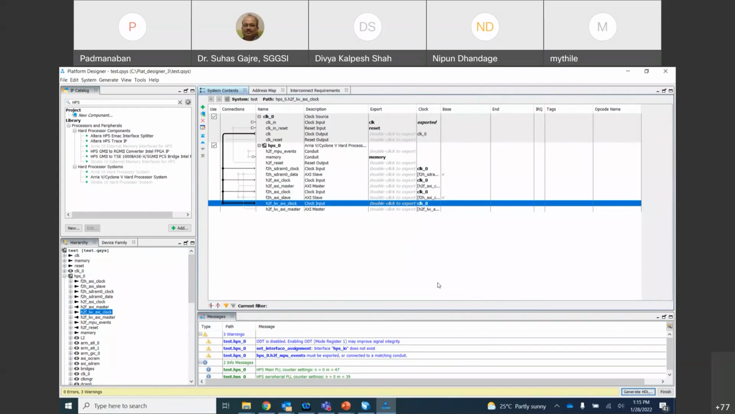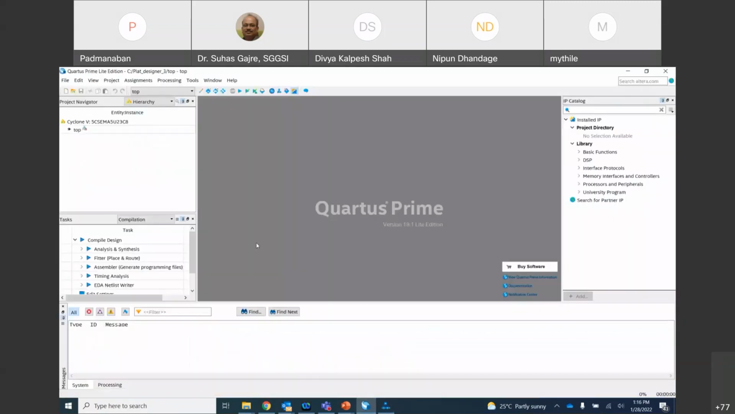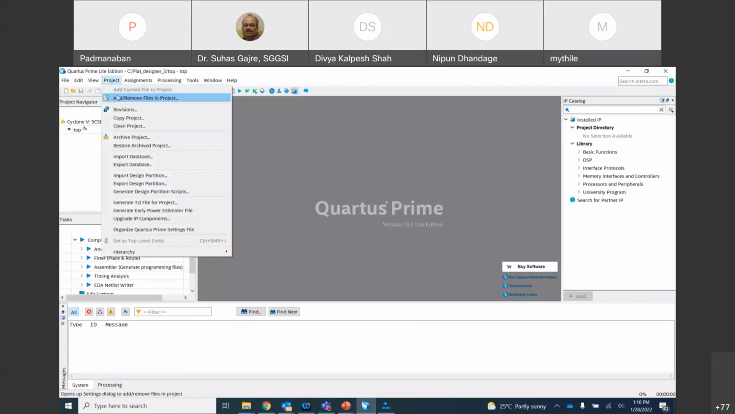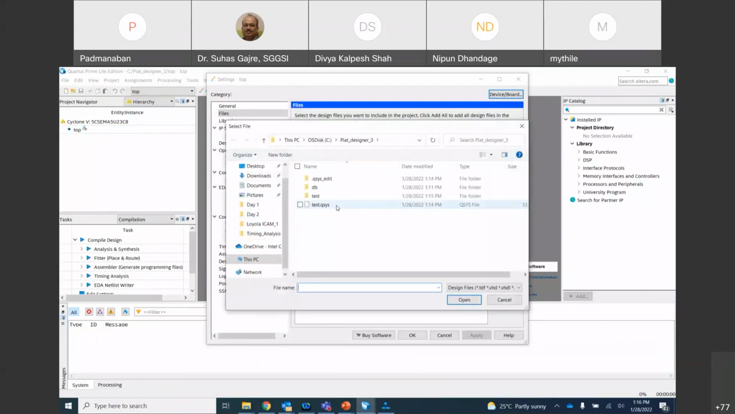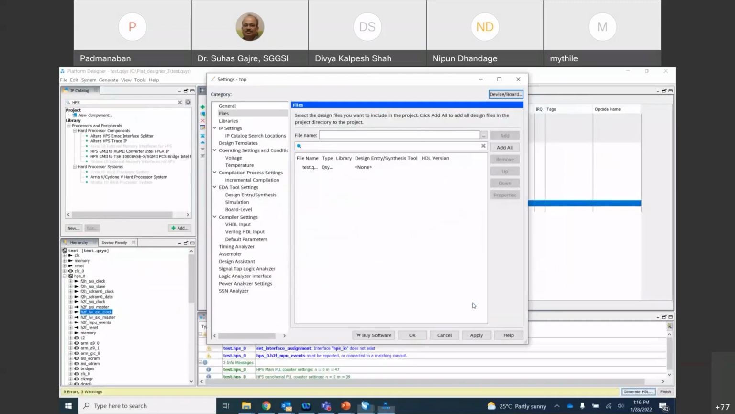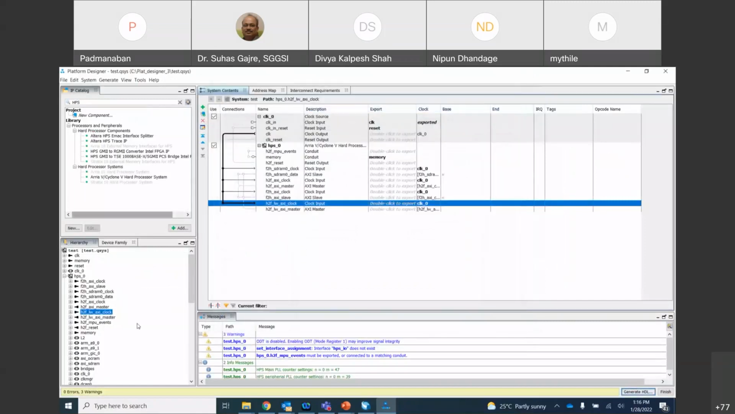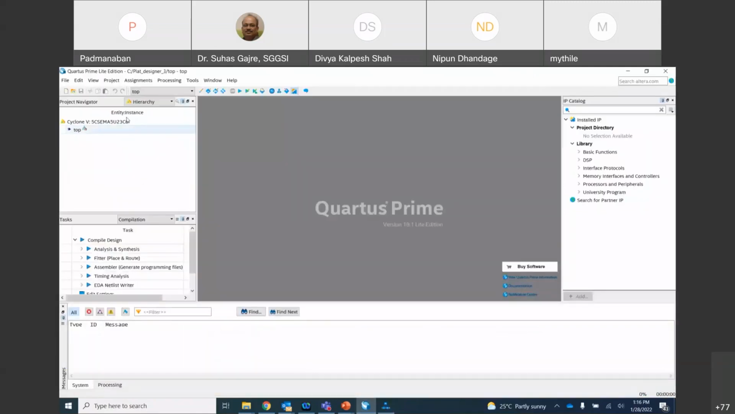Right. Now what we can do is add this QSys file to the Quartus project. You can exit it if you want, or you can say finish. Otherwise, we can come here and add the file. So go to here, and there is a test.qsys file, just open it and say apply. This file will be added to your Quartus project. So if you go to the files, you can see that.